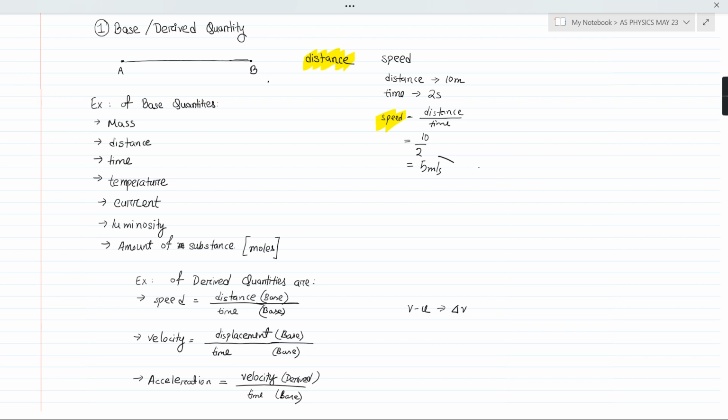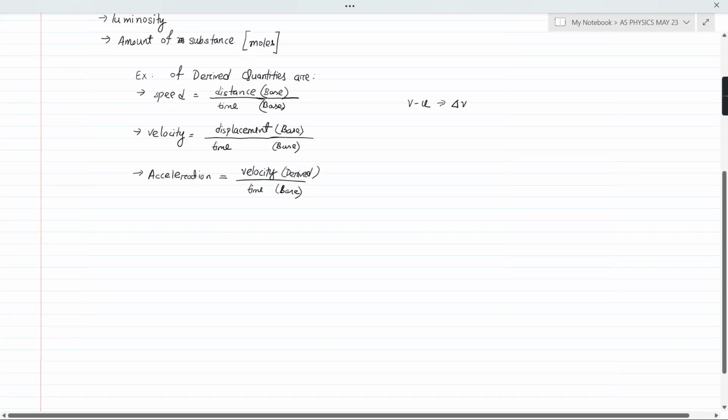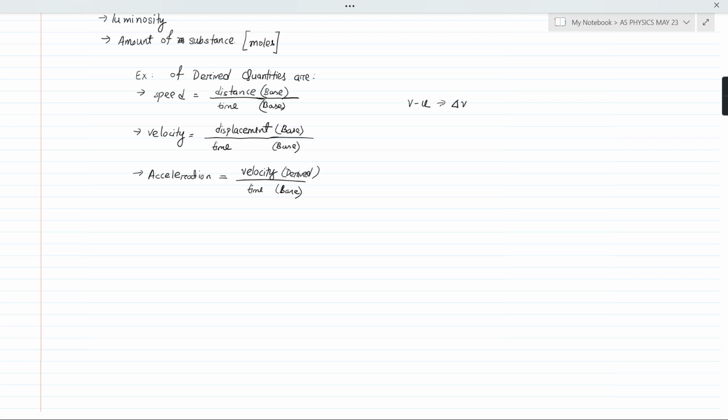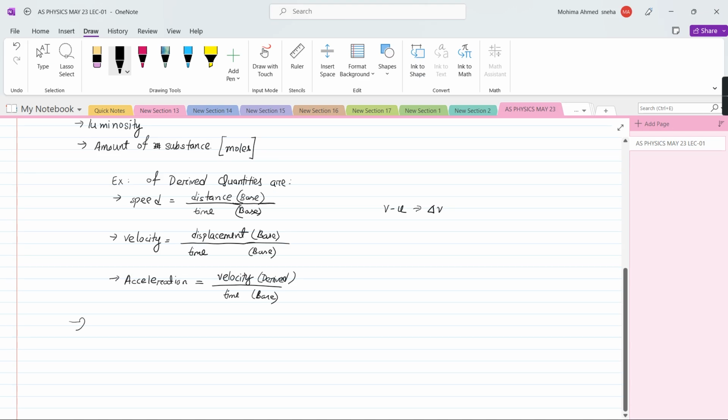As I've already stated, the quantities are categorized into two groups. One group was base and derived quantities, and the other group would be vector and scalar quantities. From our IGCSE, we are obviously very familiar with the terms vector and scalar quantities, right? What does vector stand for? Like, what is the definition of a vector?